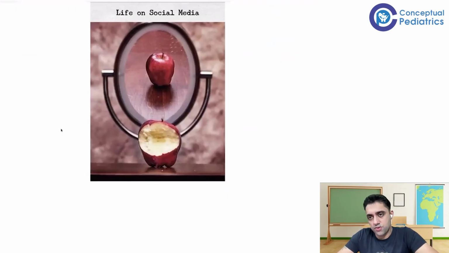Now, this is the life on social media. What we show is a different projection altogether, and behind it something else is happening. So this is the reality of life. Make sure you are not that one.